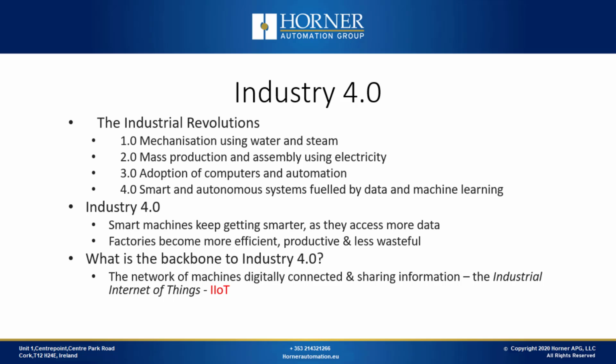The fourth revolution can be described as smart machines that get smarter as they gain access to more data that can be analyzed and is analyzed for them. The product of this is factories becoming more productive and less wasteful. The key feature or backbone of the fourth revolution is a network of machines, digitally connected and sharing information. In other words, the Industrial Internet of Things, IIoT.